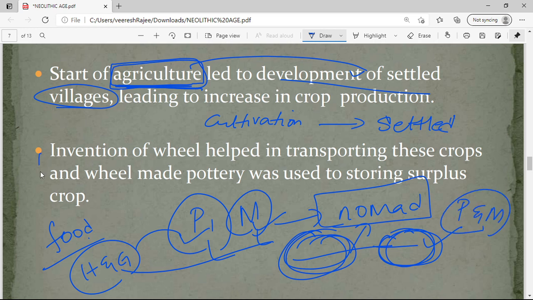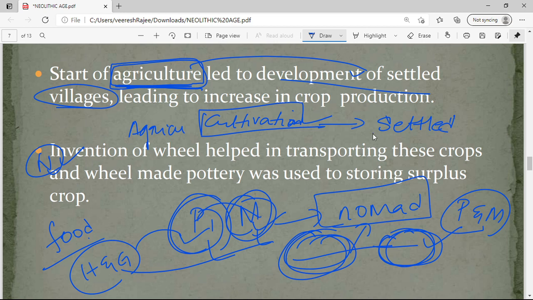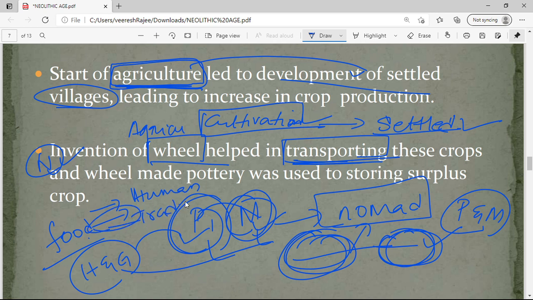But as Neolithic man invented agriculture, or started cultivation of crops, it was not necessary for him to move from one area to another in search of food. So that's why settled villages started in the Neolithic Age. And with the invention of the wheel, transportation was made easier, and this transportation was used not only for human transportation, but it was also used for trade purposes.